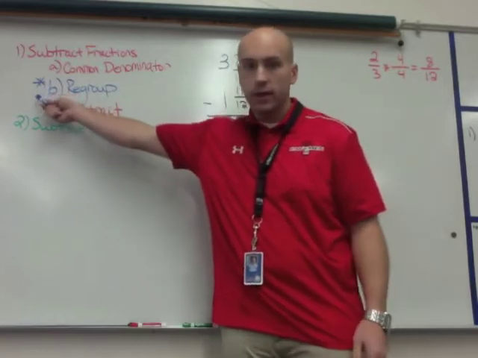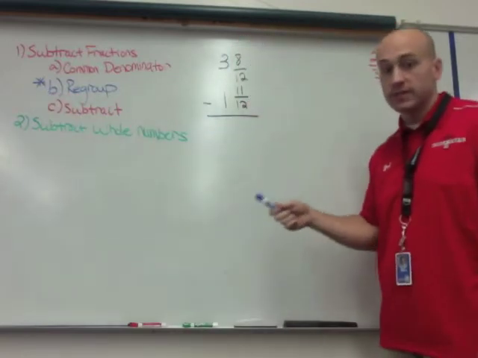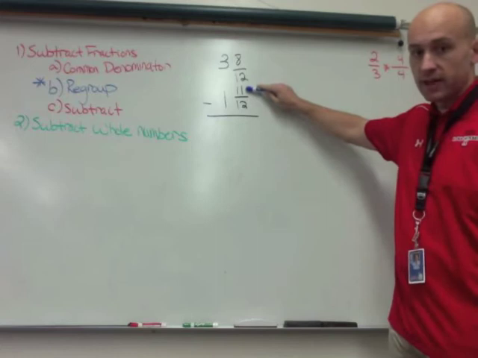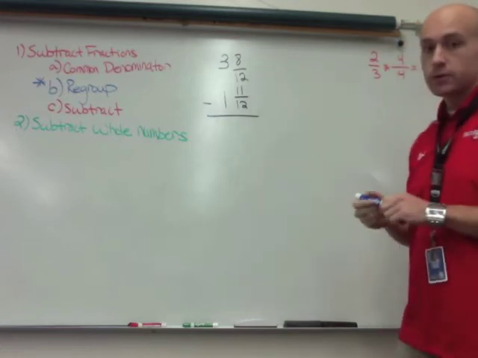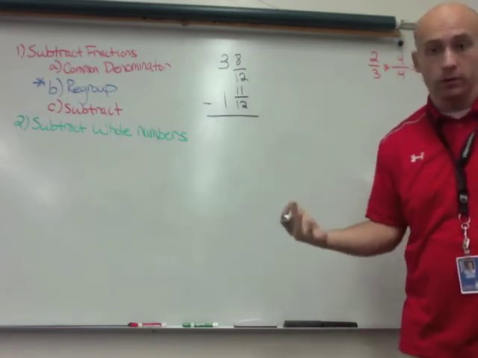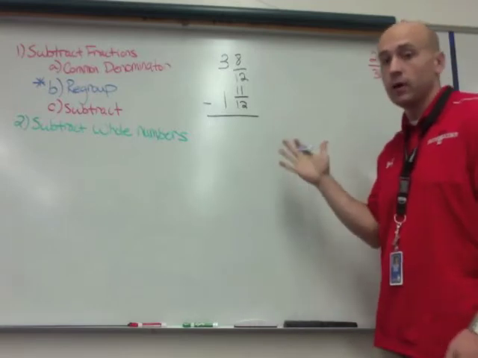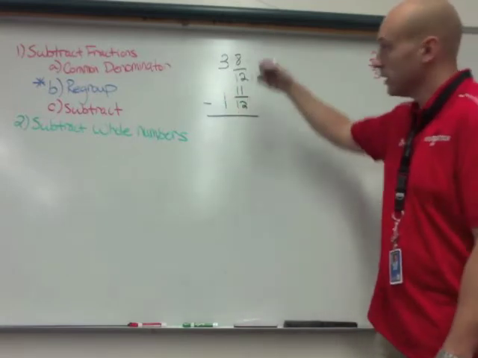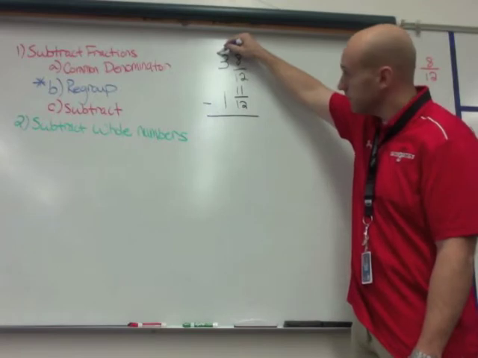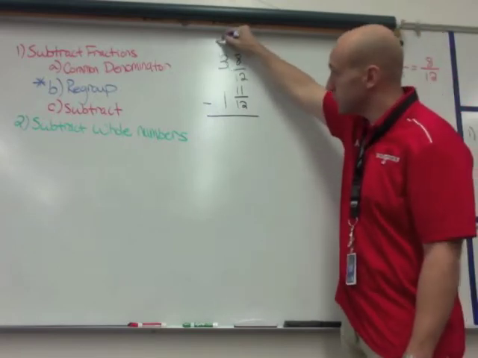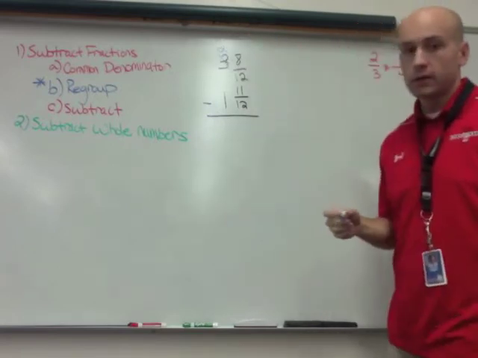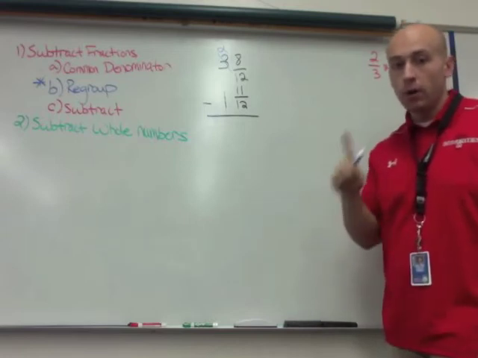Okay, I have my asterisk there. This is our asterisk because you don't always have to regroup, but this time we do because this 11 is bigger than this 8. So to regroup, we need to borrow a whole, just like normal subtraction. We regroup from the next category over. So I'm going to cross out my 3, and I'm going to turn that into a 2. Okay? So I just borrowed one whole.